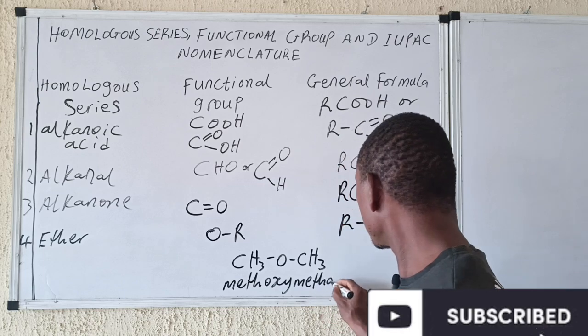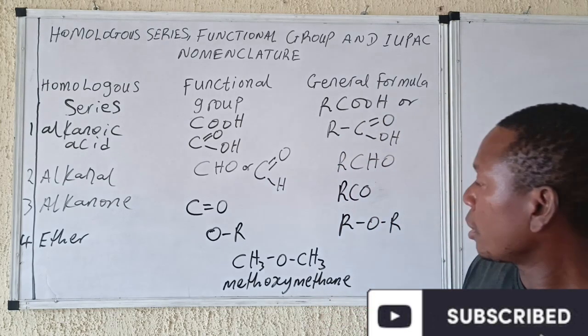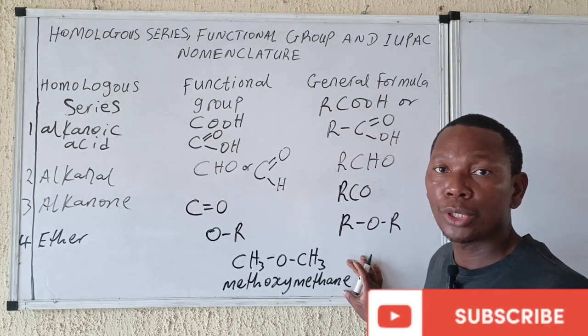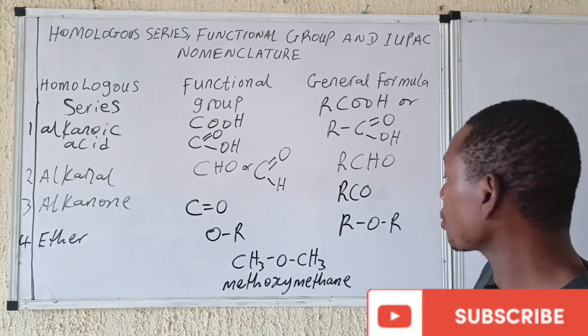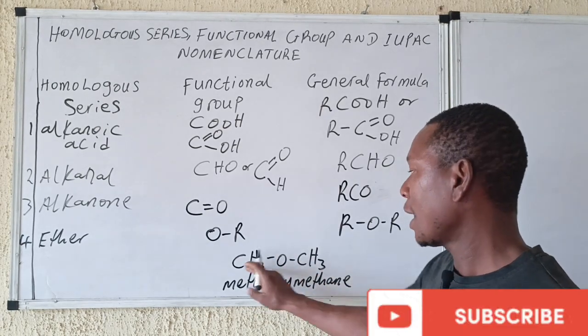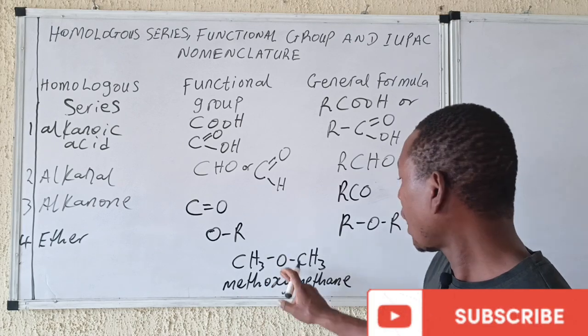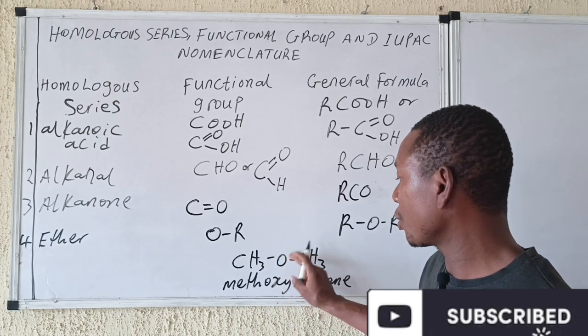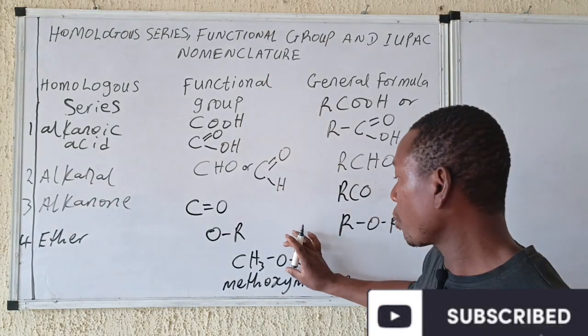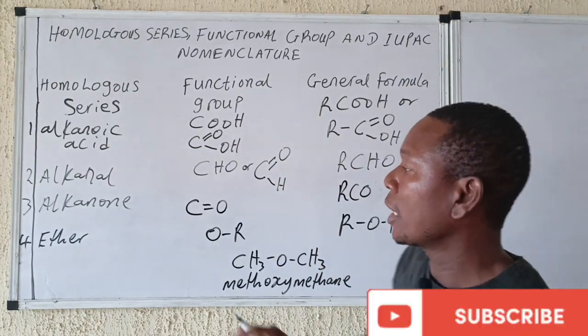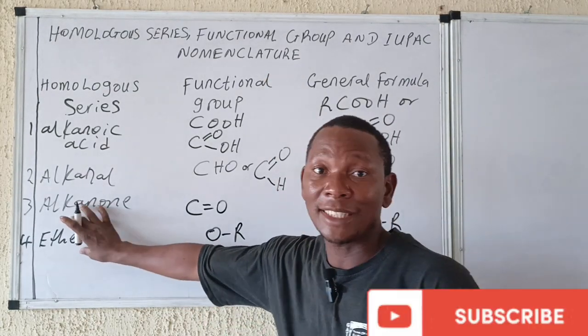Methoxymethane. Now, what is the IUPAC name for this compound? The common name is actually based on the fact that both sides are methyl groups, right? And this is the functional group, or let me put the symbol to show that it's an ether.